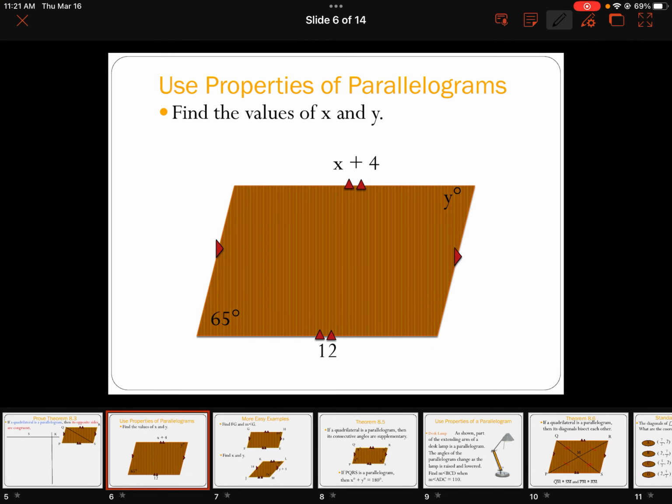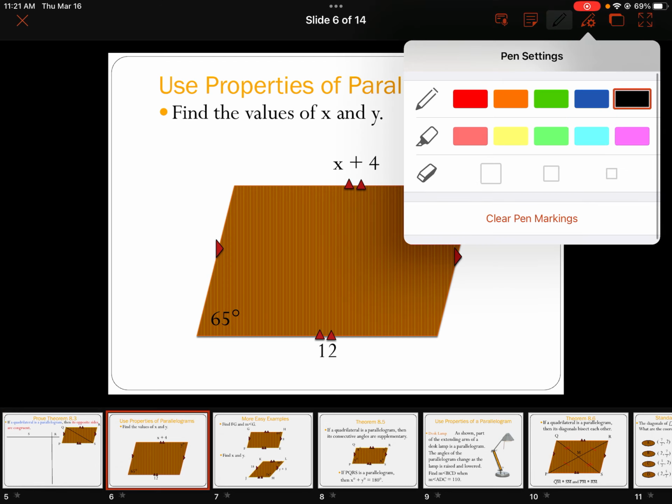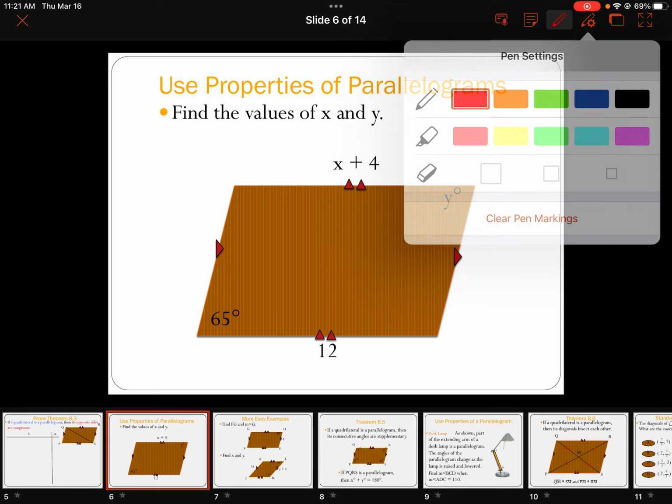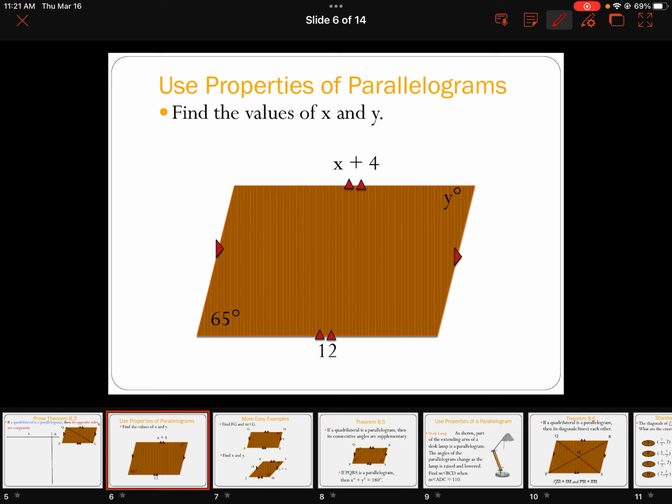This is the second part of our video for section 8.2 on parallelograms. We're going to use those two theorems we looked at in the last section. Theorem 8.3 told us that if you have a parallelogram, then the opposite sides are congruent. Notice this shape looks like a parallelogram and it has the markings that indicate that it has to be a parallelogram. So if the bottom's 12, the top has to be 12.